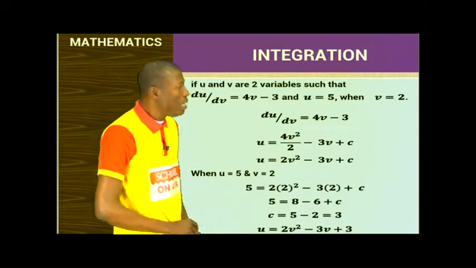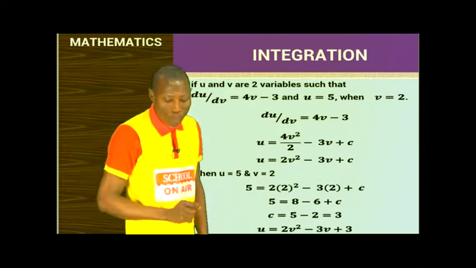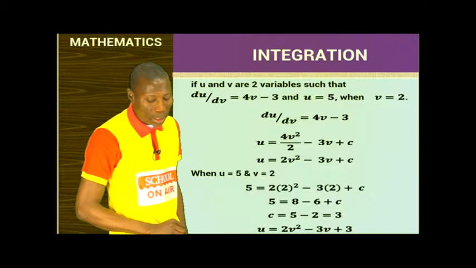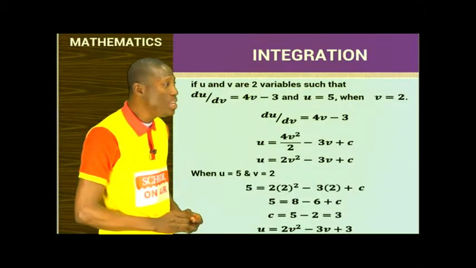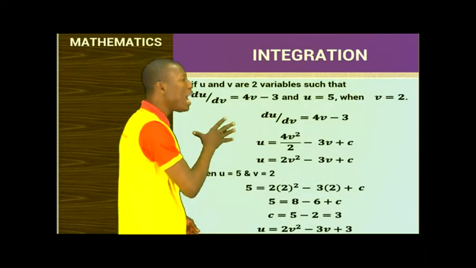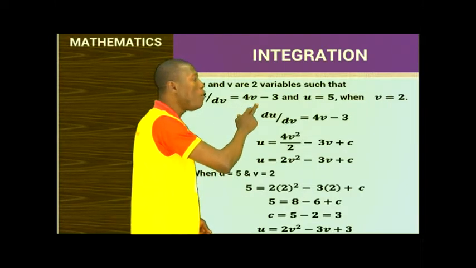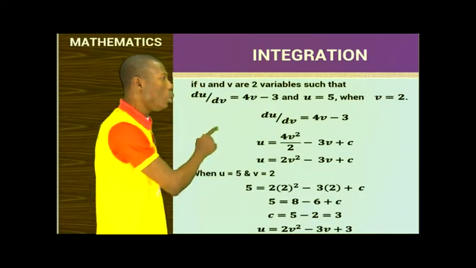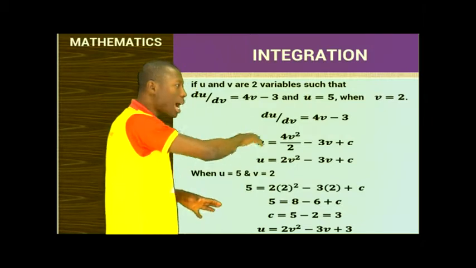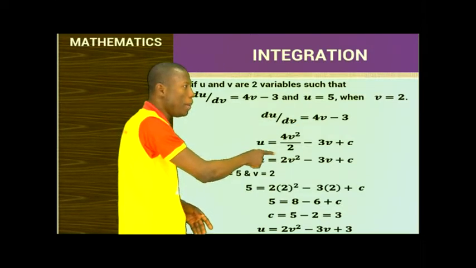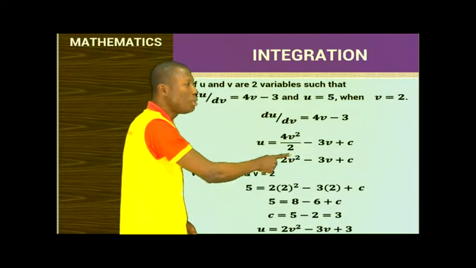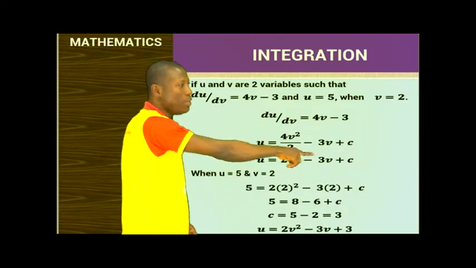This is another question. If u and v are two variables such that du/dv is equal to 4v minus 3, and u is equal to 5 when v is equal to 2. In this place we are talking about u in respect to v. Now, we have du/dv is equal to 4v minus 3. When du/dv is equal to 4v minus 3, it means that u, I will integrate this function, so it will be 4v squared over 2 minus 3v plus c. I will have u is equal to 2v squared minus 3v plus c.